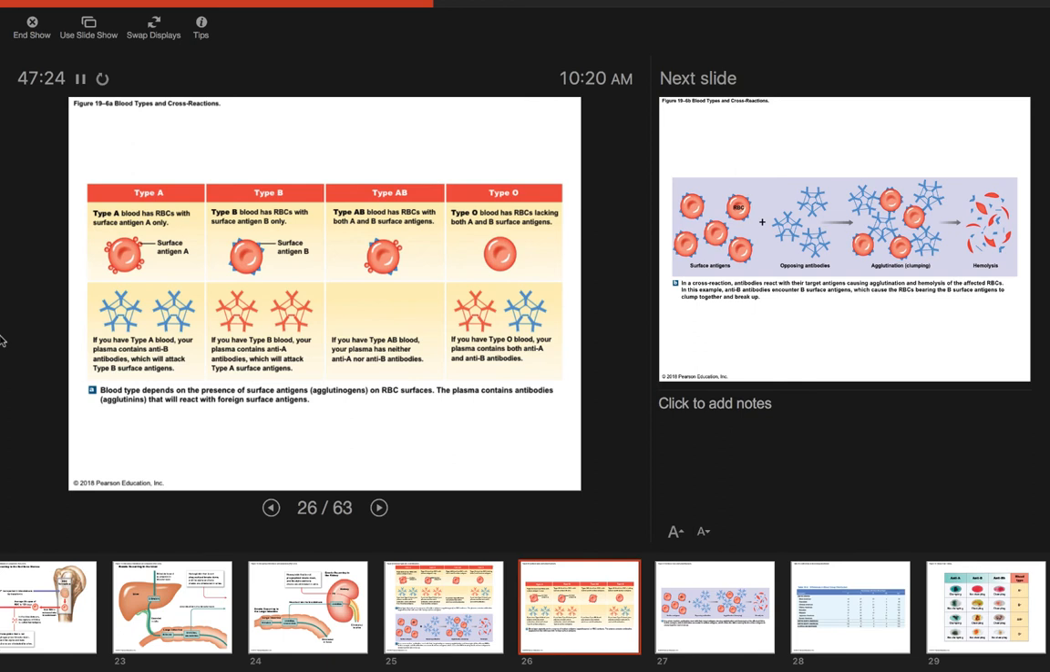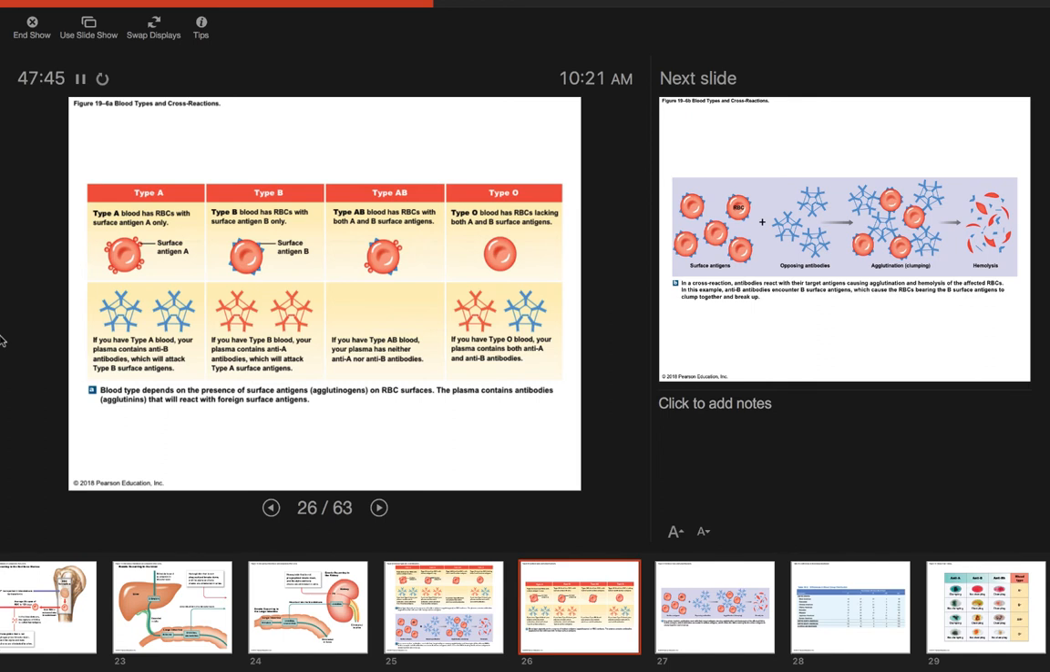The Rh positive person can never have the Rh antibody. Why not? What does the Rh antibody bind to? The Rh antigen. So a person that's Rh positive would never have the Rh antibody in their plasma.